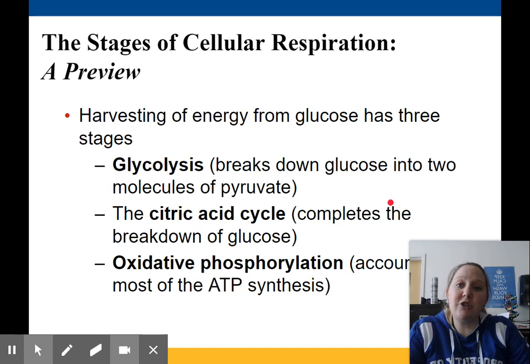There are 3 major steps to cellular respiration. First is glycolysis. Glycolysis breaks down glucose into 2 molecules of pyruvate. Then the citric acid cycle, which is also called the Krebs cycle, completes the breakdown of the glucose. And then we have oxidative phosphorylation, which accounts for most of the ATP synthesis.